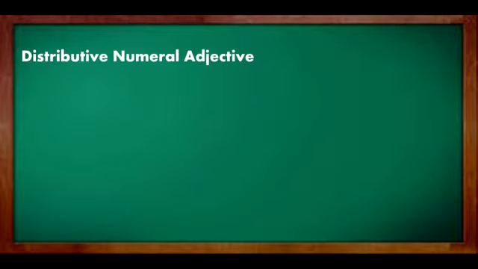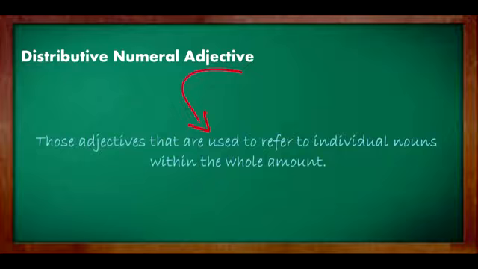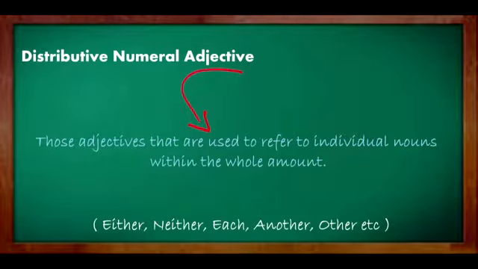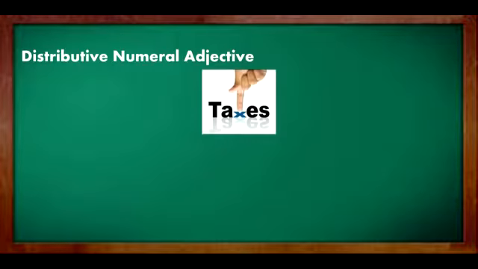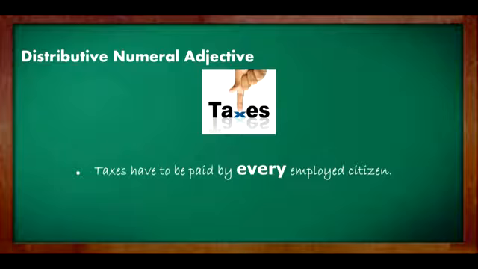Distributive numeral adjectives. The distributive numeral adjectives are those adjectives that are used to refer to individual nouns within the whole amount. Examples: either, neither, each, another, other, and many more. Another example: taxes have to be paid by every employed citizen.